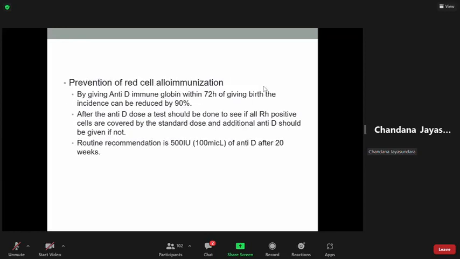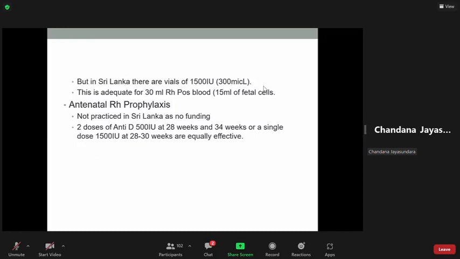But in Sri Lanka, we have 1500 international unit vials. We don't have the 500 ones. The current recommendation is only to give 500 international units, but in Sri Lanka we don't have the 500 one. We have the 1500 vials. So 1500 international units is equivalent to 300 micrograms, and that is a huge amount. When we give this amount, it is adequate to neutralize about 30 ml of Rh positive blood. So 500 is for 10 ml.